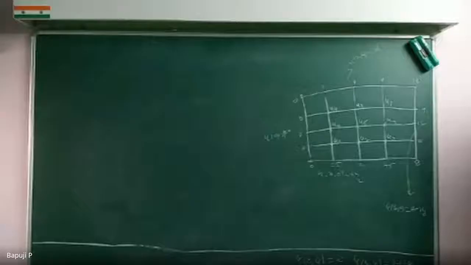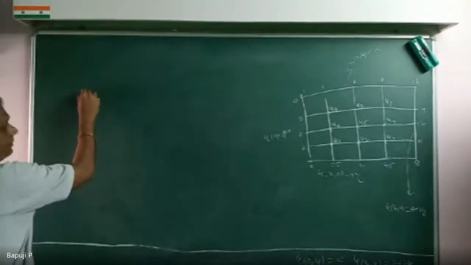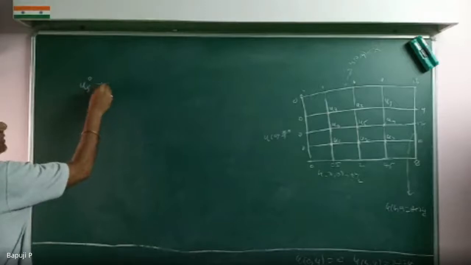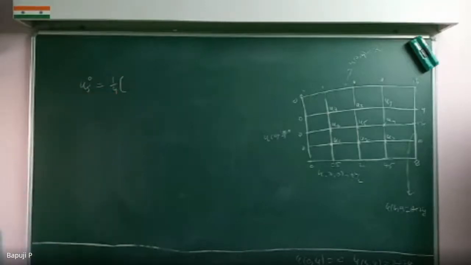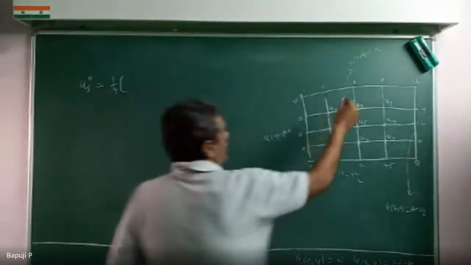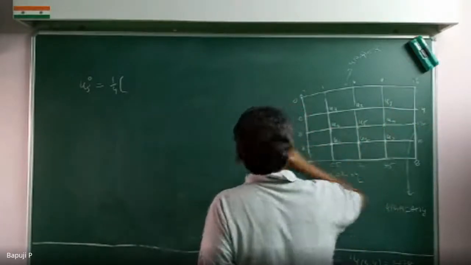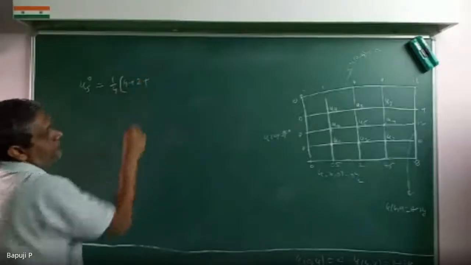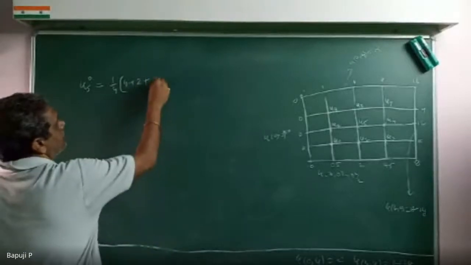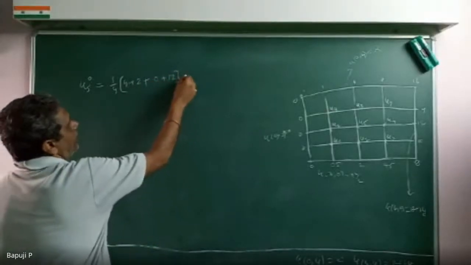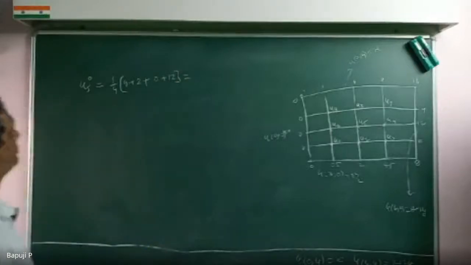Yes, sir. So first I will find u5 of 0 is equal to what? 1 by 4. What values, tell me? 4 plus 2, this value plus this value plus this value. Correct or not? 4 plus 2 plus 0 plus 1. This is equal to what? 6 plus 12, 16 by 4. Correct? What is the value? Sir, can you explain it again, sir?